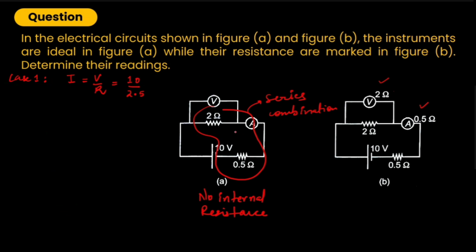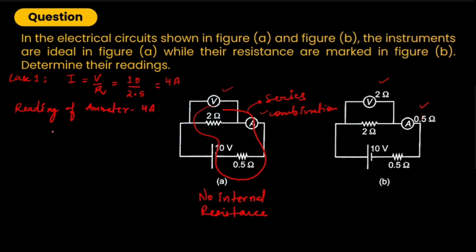Because these two resistors are connected in series if you don't consider that the voltmeter and ammeter are there. We can't consider them to be in series here. We have to solve the circuit as it is. So it is going to be 4 amperes. So the reading of the ammeter is 4 amperes, right?